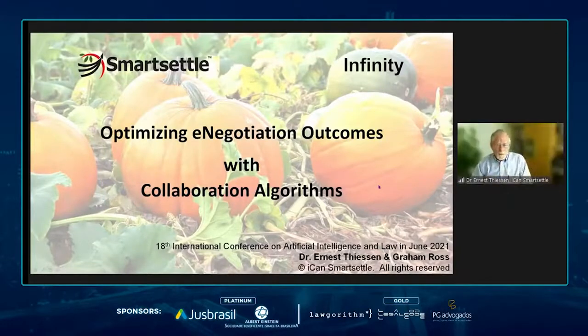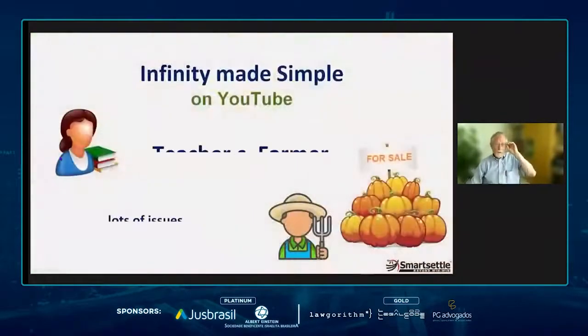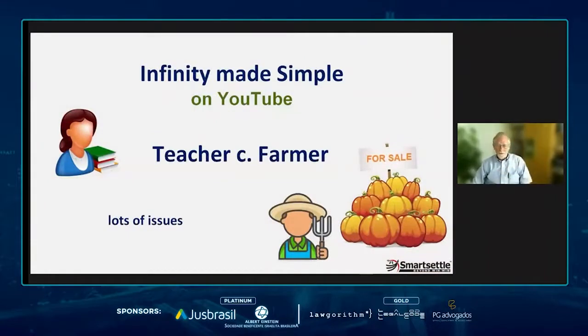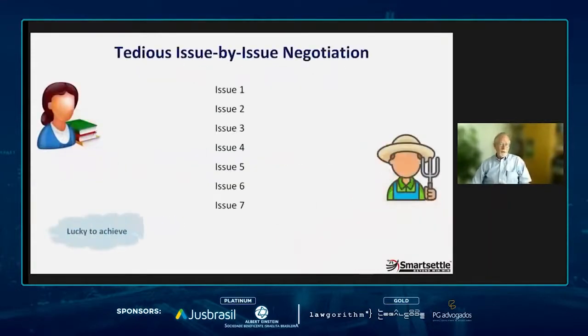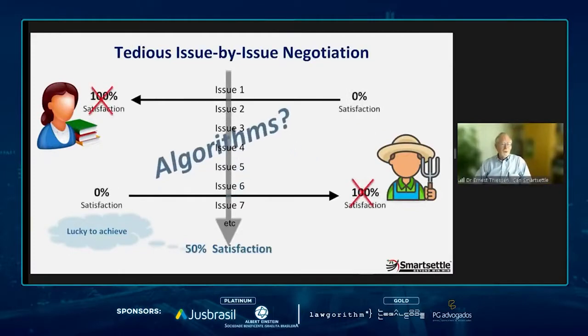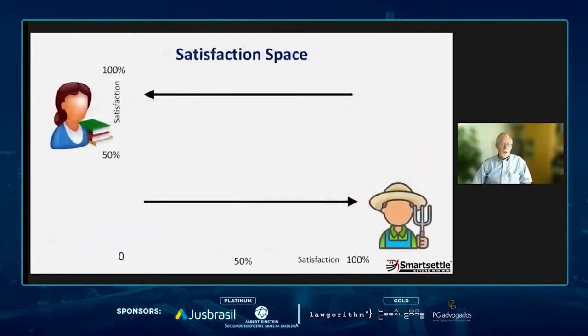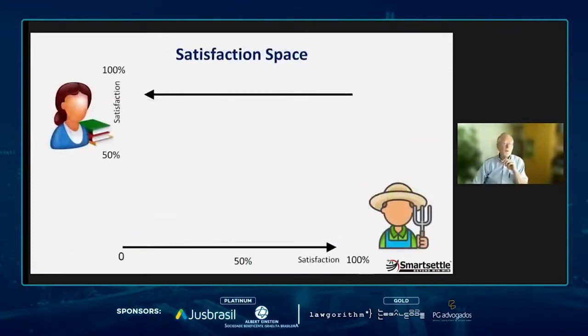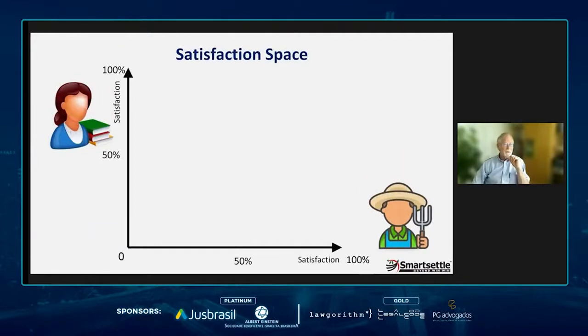So it's about optimizing outcomes with collaboration algorithms, and as you heard what I said before, this is about the background theory. So we made a video for you called Infinity Made Simple on YouTube. It's about teacher versus the farmer, and they're negotiating about pumpkins. There's lots of issues, and they would be lucky to achieve 50%, but we can do better with those algorithms. So we're going to rearrange those scales so we can look at the problem in multi-dimensional satisfaction space. Now, teacher wants to be at the top left, and farmer wants to be at the bottom right.